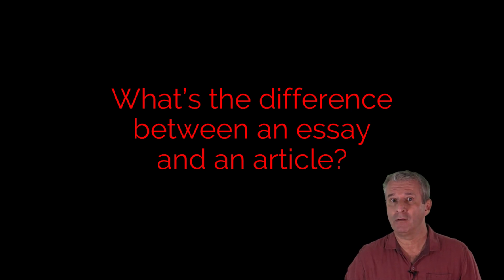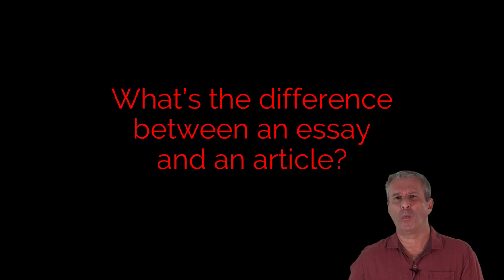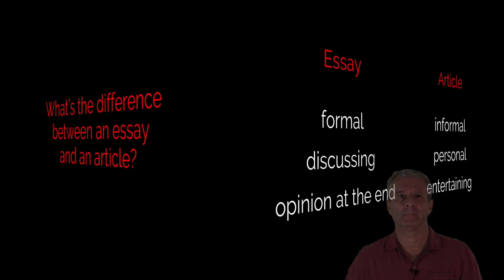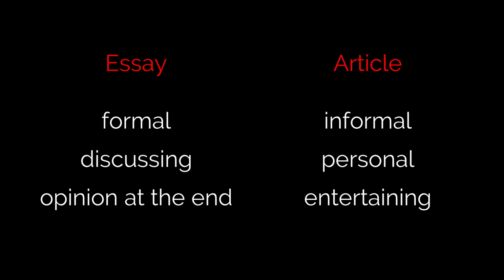One final thing. In lesson 5, you learned how to write an essay. What do you think the difference is between an essay and an article? Well, in the essay, you give your opinion at the end and you use more formal language. In an essay, you're discussing a topic and often looking at the advantages and the disadvantages of something. In the article, it's more entertaining, it's more personal. You're chatting with the reader and making more of a connection with the reader.